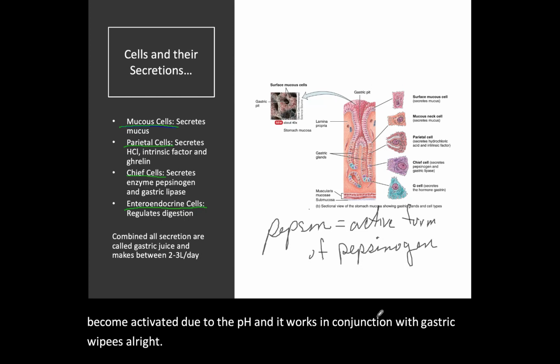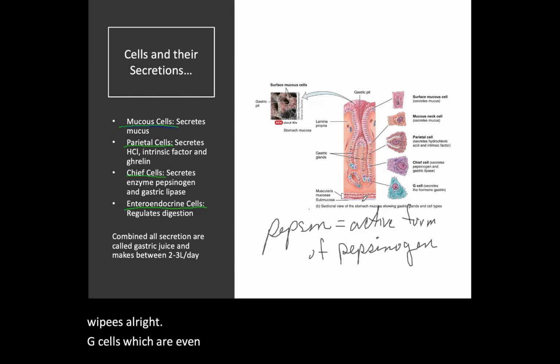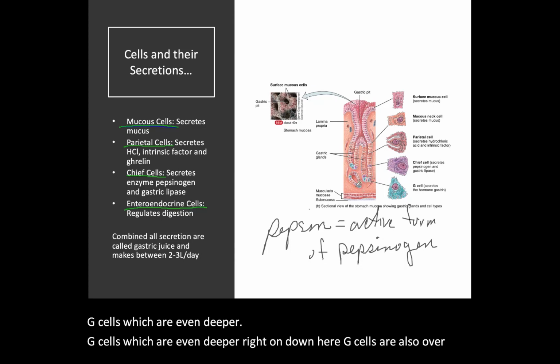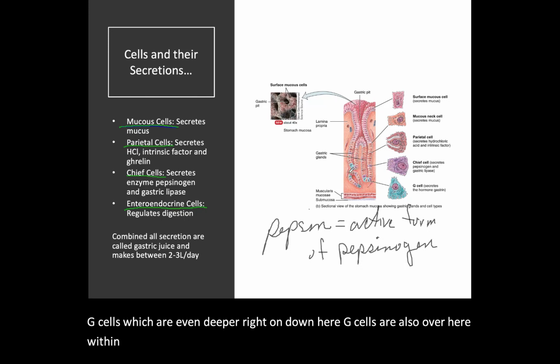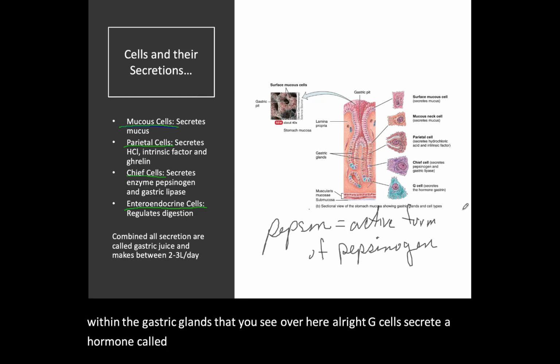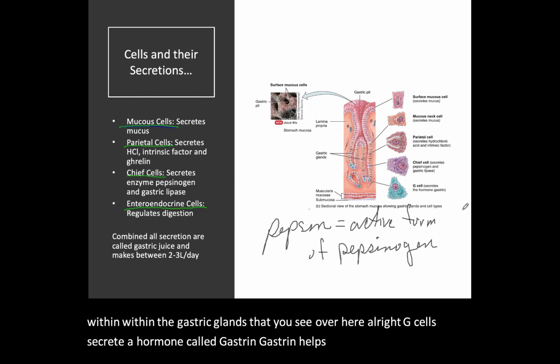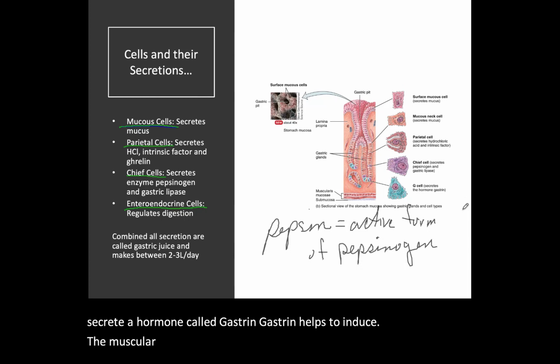G cells, which are even deeper, right on down here. G cells are also over here within the gastric glands that you see over here. All right. G cells secrete a hormone called gastrin. Gastrin helps to induce the muscular contraction that happens within the stomach.